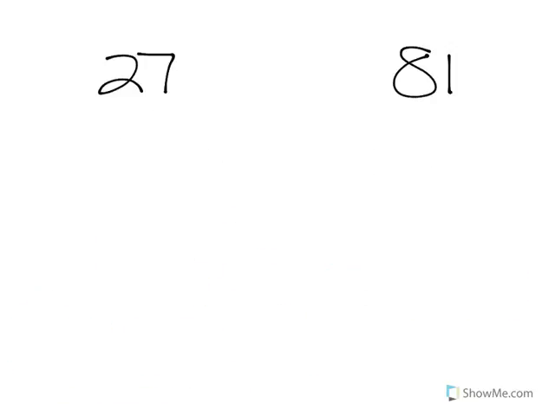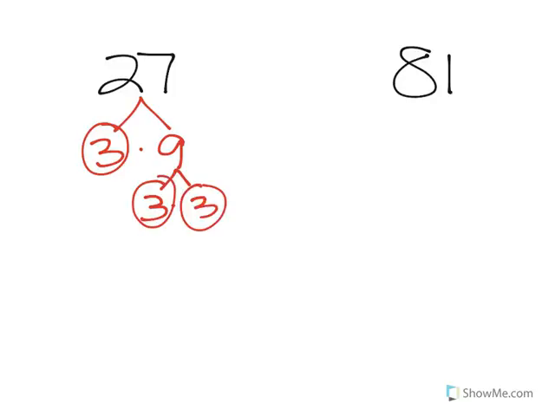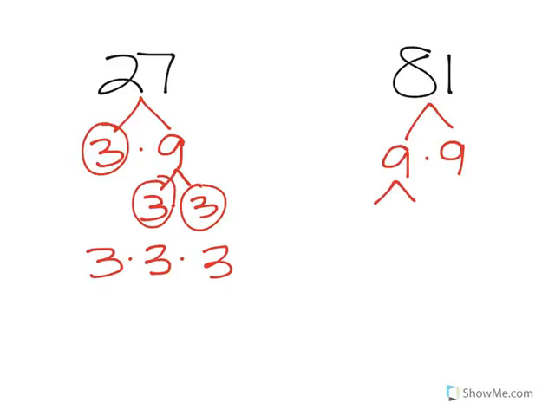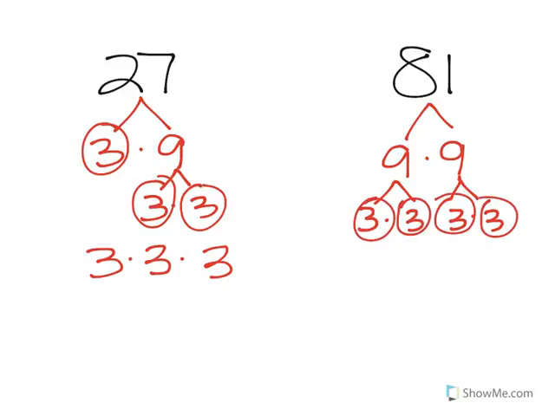Let's do one more example. We can get 27 by multiplying 3 times 9. 3 is a prime number. We can get 9 by multiplying 3 times 3. 3 is a prime number. I'm going to rewrite that 3 times 3 times 3. Now let's do our prime factorization for 81. 9 times 9 is 81. And I can break both of these into 3 times 3, which is a prime number. So I'm going to rewrite that as 3 times 3 times 3 times 3.